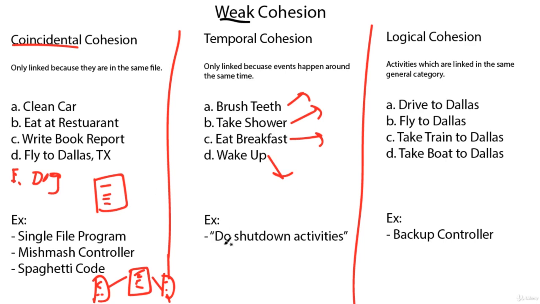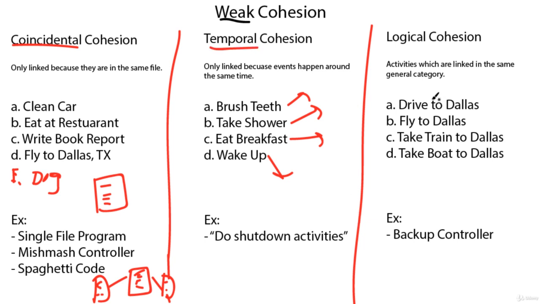And an example of this is like a program like do shutdown activities or maybe startup activities, stuff like that, is these sort of things that activate at a certain time around the same time. And that is temporal cohesion.